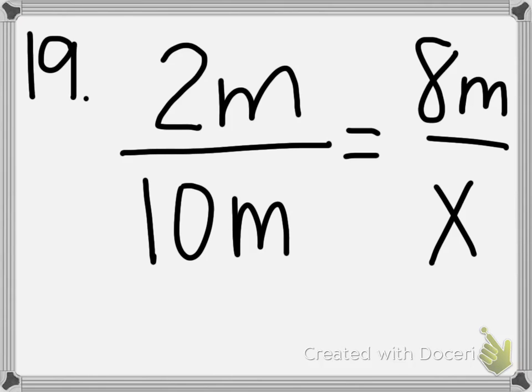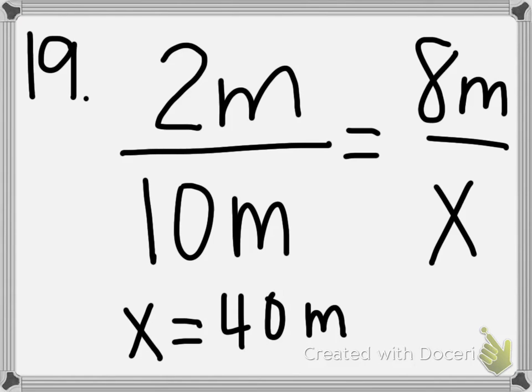So we know that the person's 2, his shadow is 10, and the flagpole is 8, and we want to know what it's casting. So if you cross multiply and then divide by 2, you should find that the answer for this question is 40 meters equals X. Okay, the same thing is for number 20. You're also using a kite flying above the ground, and it's anchored.